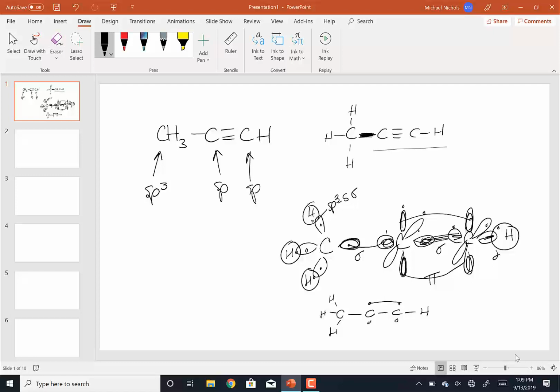You can only overlap p orbitals if they are parallel to each other. So if you had like a py and a pz, you can't overlap them because they're not parallel. So that forms the first pi bond.